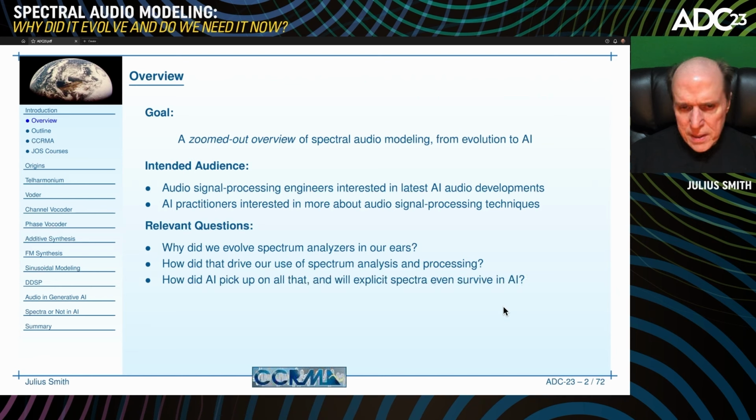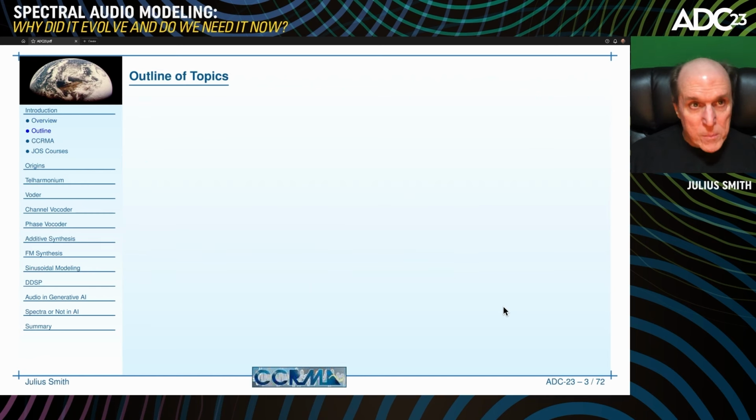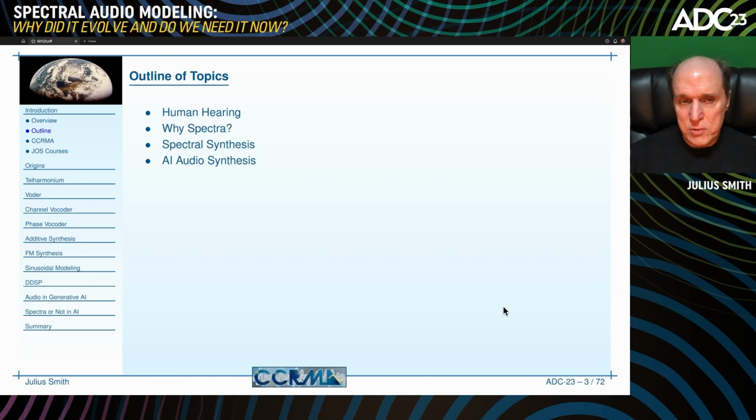How did AI pick up on that, and will it even continue to use spectrum since it can learn it if it wants or just forget about it if it doesn't? So we'll start with human hearing, why spectra, spectral synthesis, AI audio synthesis, spectra and AI. And over here is the outline more or less by chapter.